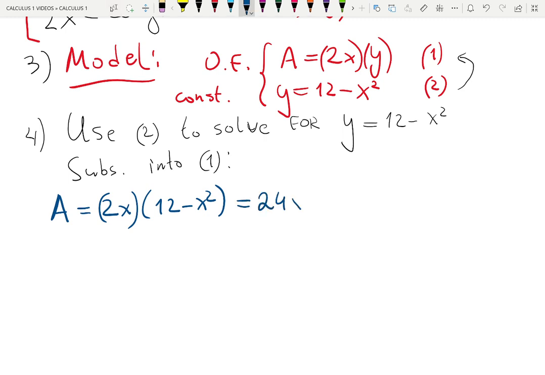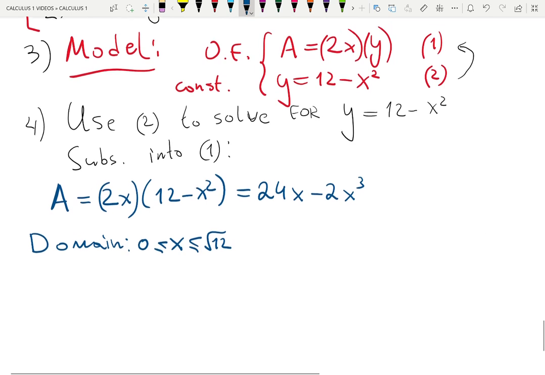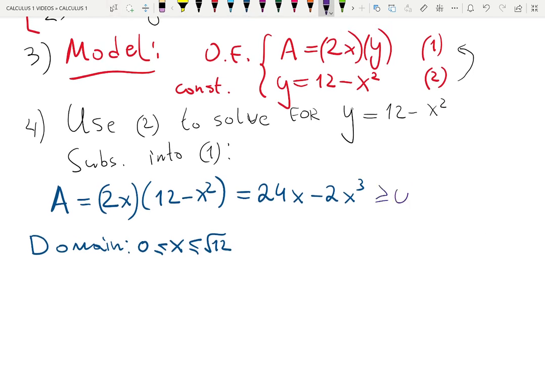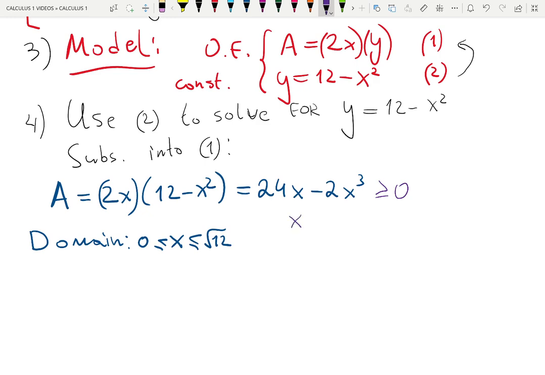If we simplify it, distribute, it becomes 24x minus 2x cubed. The domain of this function will be that x has to be between 0 and square root of 12. Did you figure out why that is so? Well, we know that y has to be non-negative. So we're solving for which x the output will stay non-negative. I can factor out x. It's going to be 24 minus 2x squared.